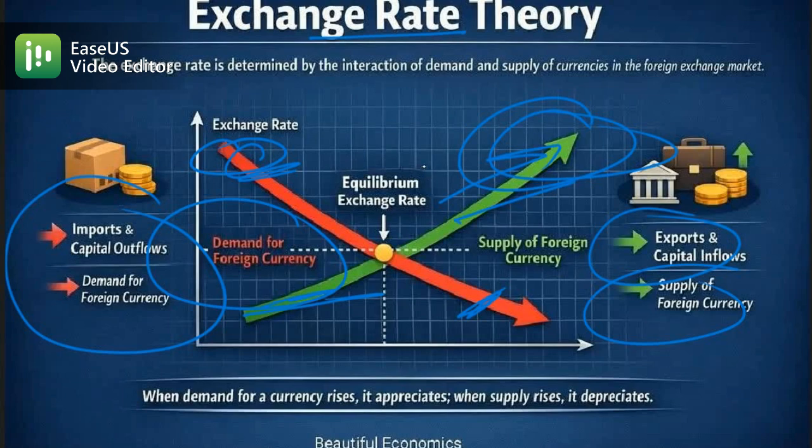You see, this is the equilibrium exchange rate, which means the point where the demand and supply curves meet. So at this rate, the amount of foreign currency people want to buy equals the amount available. So this is the natural market rate, no shortage, no surplus.